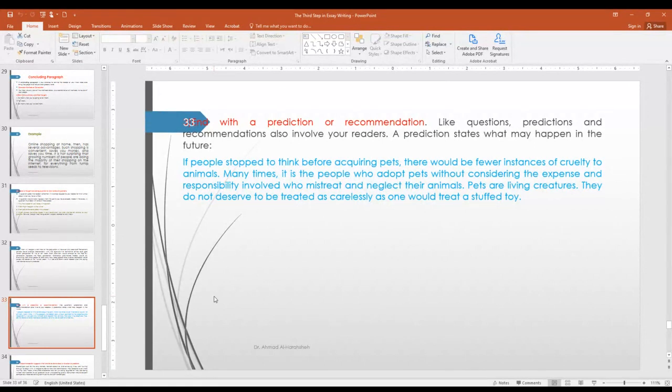Number 3, end with a prediction or a recommendation.